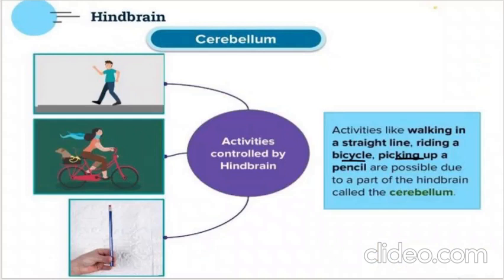All of this is controlled by the hindbrain, called the cerebellum. Now, whenever you walk, why don't you go simply like this? Normally, when you walk, you always walk in a straight line, though intentionally you can go anywhere you want. That is due to the cerebellum. Cycling, holding a pencil, picking it up, that is due to the cerebellum.